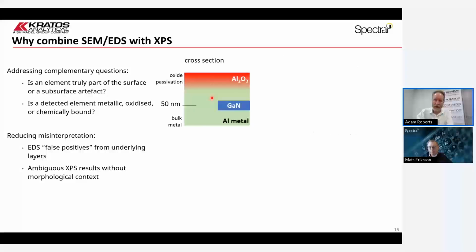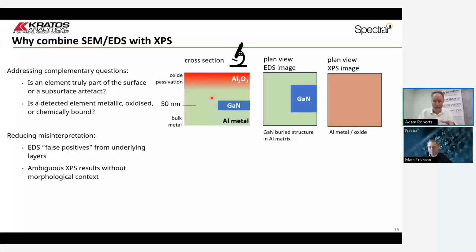So if I look at now the image of the surface, so we look down on this surface, my EDS image would probably quite clearly show this gallium nitride buried structure. But my XPS image, where the information is only coming from the top 10 nanometers, would show a uniform homogeneous surface. So we would get two very different images depending on which technique we were using, because of that sampling depth difference.